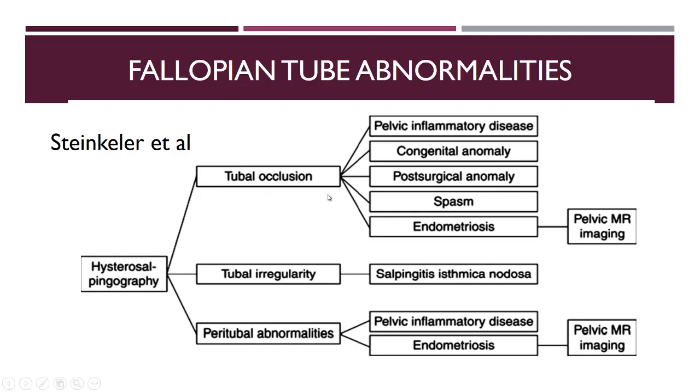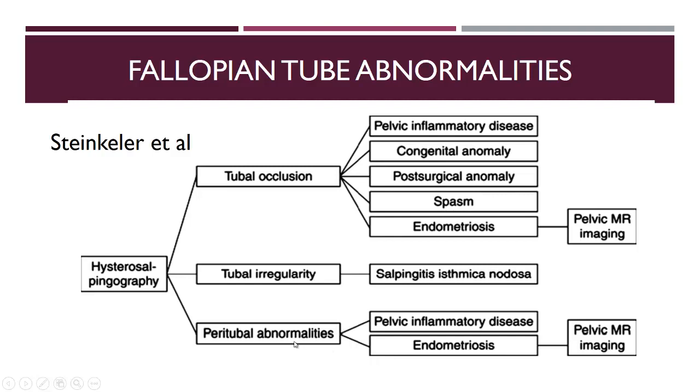The most common causes of tubal occlusion are pelvic inflammatory disease, congenital anomaly, post-surgical change, spasm, and endometriosis. In order to see the cause of tubal occlusion, we have to do MRI. Of course, laparoscopy is the gold standard. In the presence of tubal irregularity, salpingitis isthmica nodosa is to be considered, which is a sign of TB salpingitis. We also have peritubal abnormalities that cause an irregular course of the fallopian tube, like pelvic inflammatory disease and endometriosis.